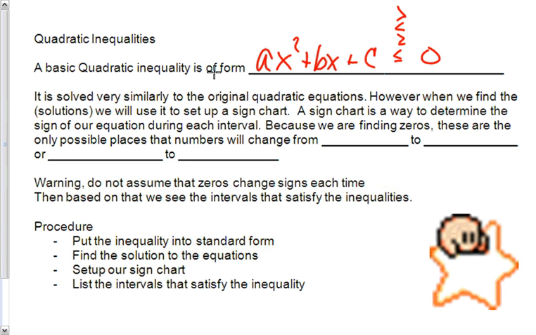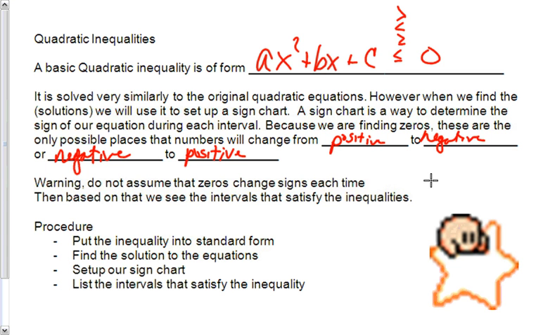Because we are finding zeros, that's what we need to find first. That is the only place numbers will change from positive to negative, or negative to positive. Okay? Think about it. A graph.